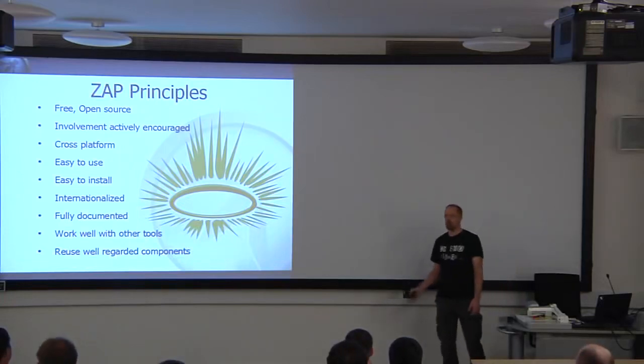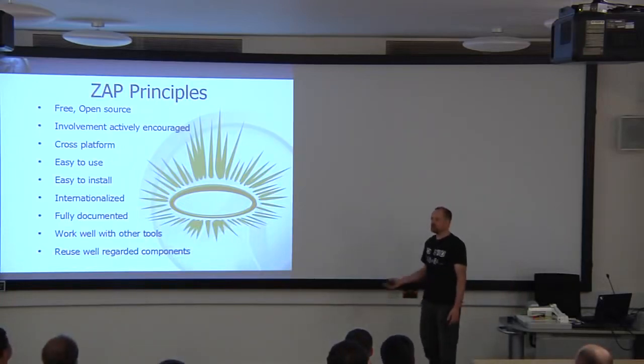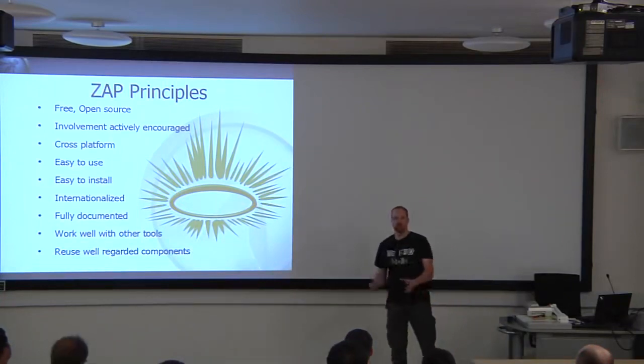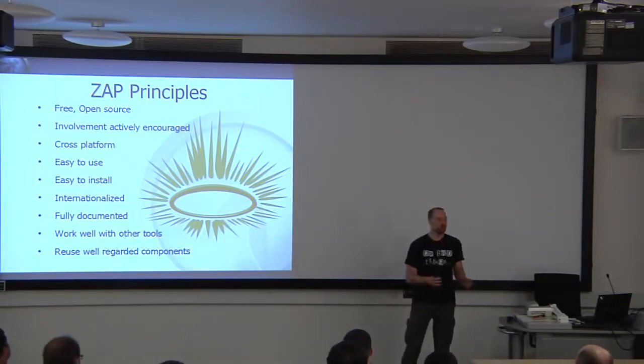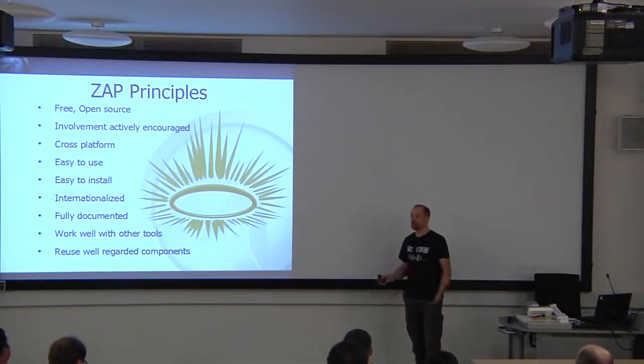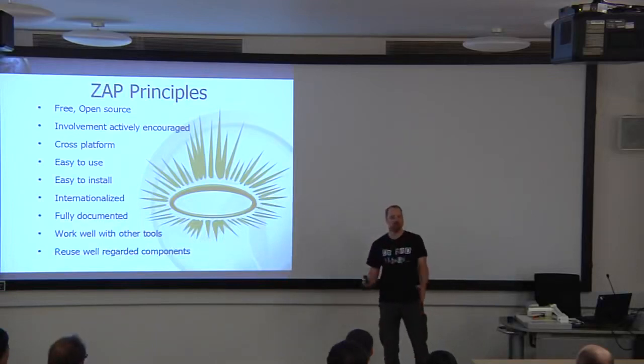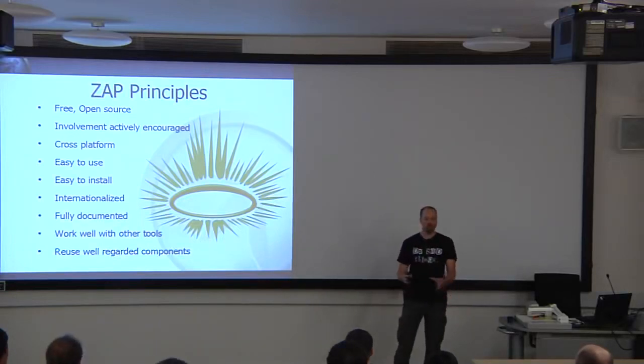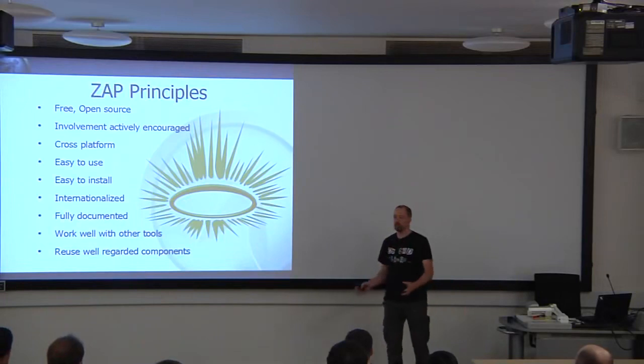We also want to work well with other tools. There's tools like ThreadFix and Minion that make use of ZAP. You can invoke other tools from ZAP. We know that in many cases ZAP won't be the only tool you use. We want to integrate well with those other tools. And we also try and do reuse, so we try not to reinvent the wheel. And if there's good open source components we can use, then we will make the most of those.